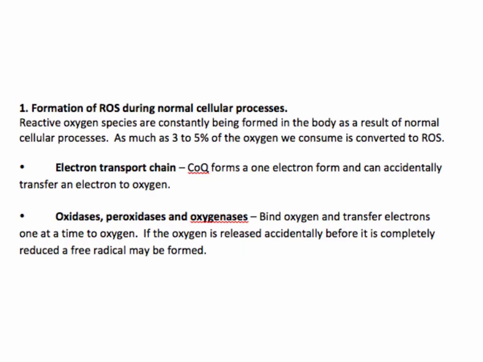Now let's look at some sources for the formation of oxygen and nitrogen species in the body. The electron transport chain produces reactive oxygen species when oxygen is incompletely reduced to water at complex 4, or when electrons prematurely interact with water earlier in the chain. Now, there are many enzymes that utilize oxygen. These are known as oxidases, peroxidases, and oxygenases. Oxygen radicals are formed when these enzymes release oxygen prematurely before it's completely reduced.